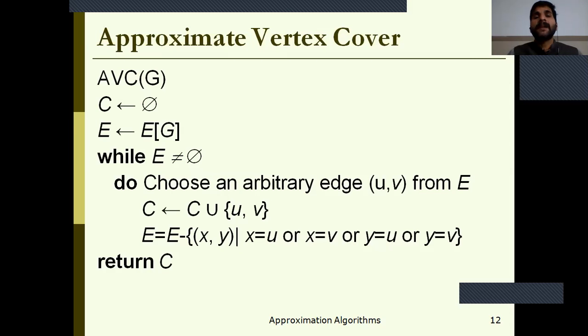So, approximate vertex cover like that. For any given graph G, first C is empty, phi. Now E is the set of edges of graph G. While E is not equal to phi, that is, until your edges are finished, choose an arbitrary edge (u, v) from E, C equals C union {u, v}, and each edge covered is subtracted from E. And we find the solution.